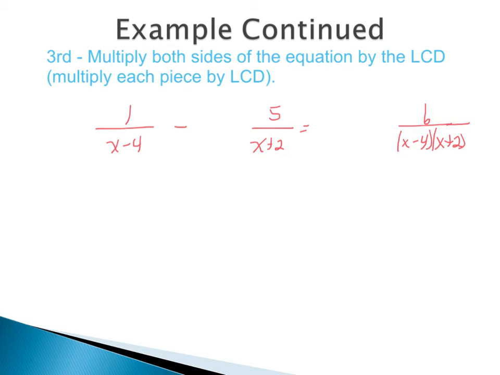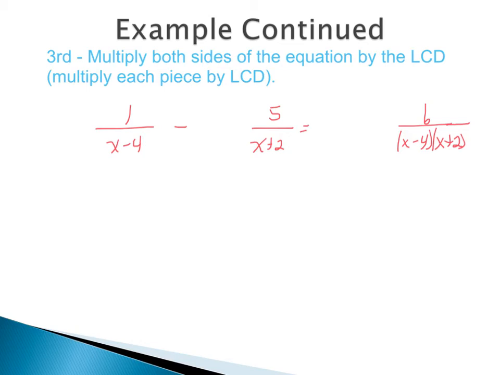Okay, each term, each fraction, if there's a whole number, we still need to multiply that by our lowest common denominator. Every single piece needs to get multiplied by your lowest common denominator. The reason for doing this is so that we can get rid of our fractions. It's very hard to solve this without getting rid of our fractions. So that's what we're going to do.